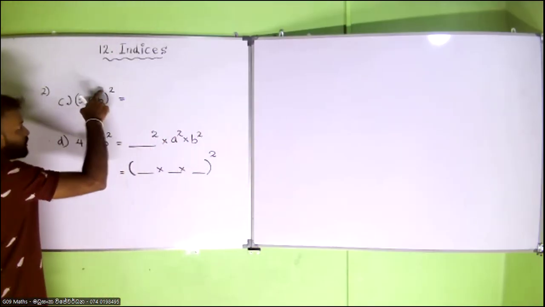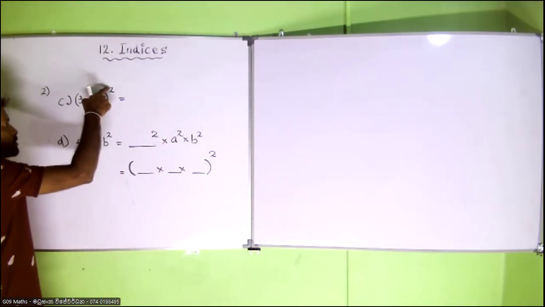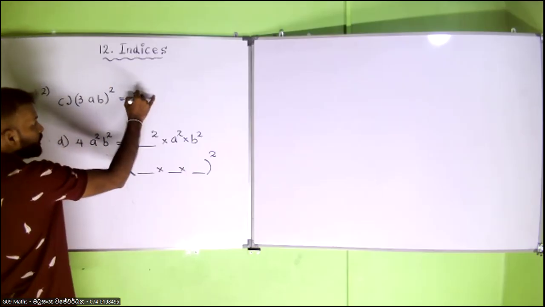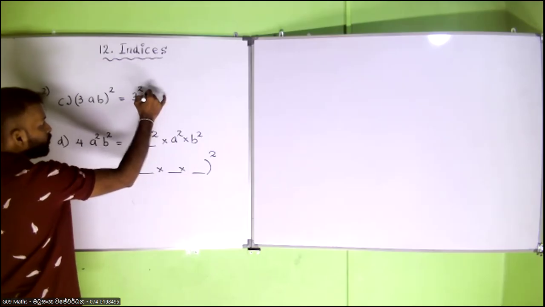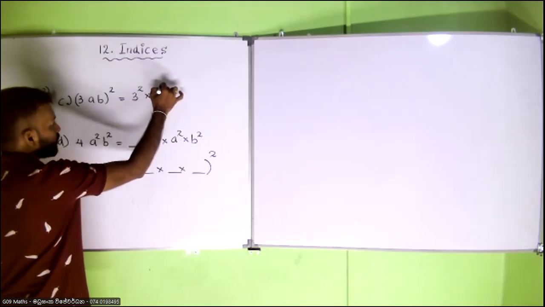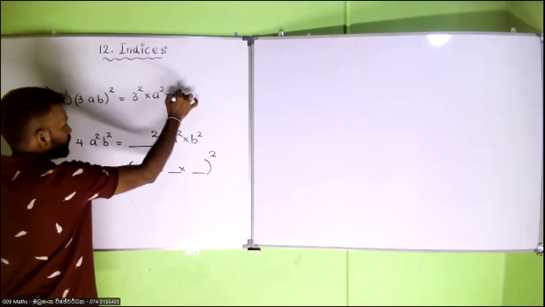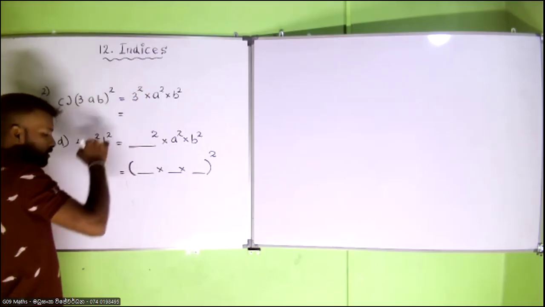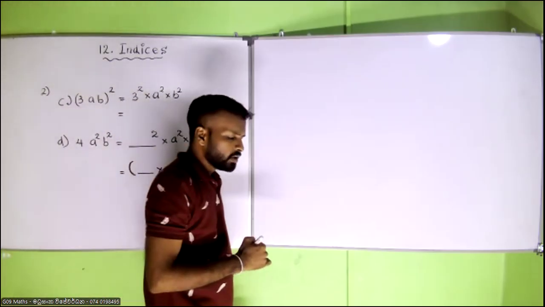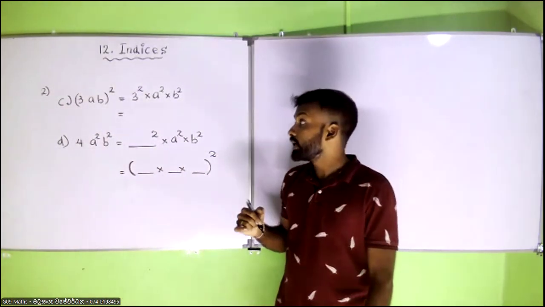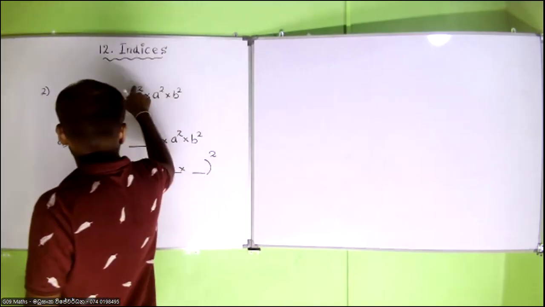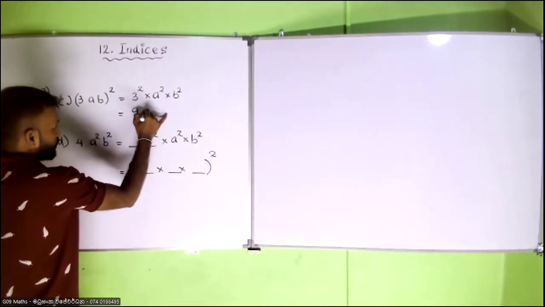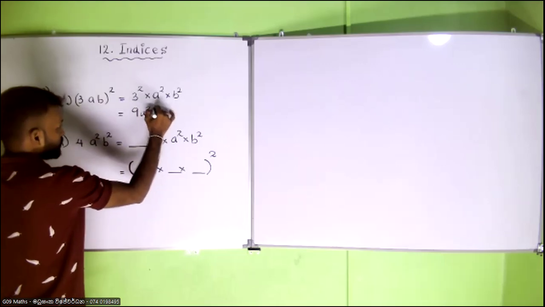Right. This 2 is common for 3. This 2 is common for A. This 2 is common for B. So then I can write 3 to the power 2 multiplied by A to the power 2 multiplied by B to the power 2. Right, 3 to the power 2, that means 3 square. What is the value? 3 times 3, 9. A square, B square.